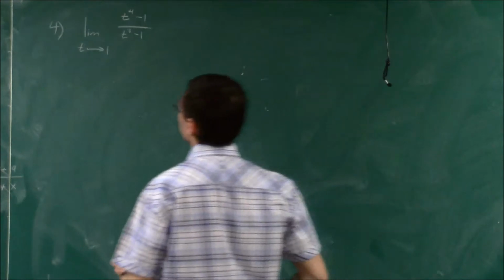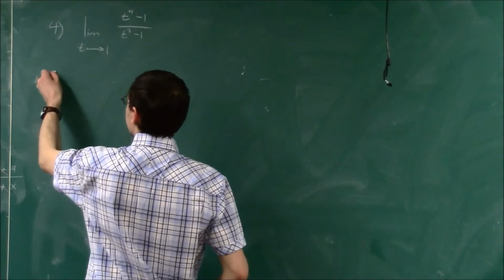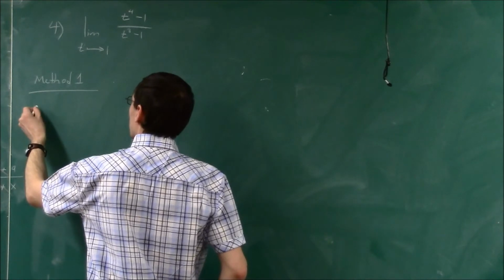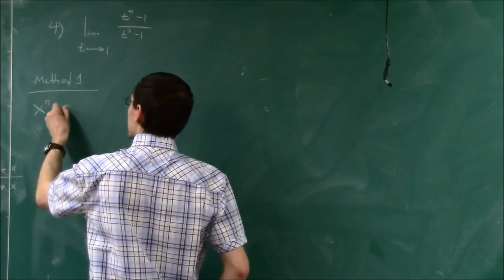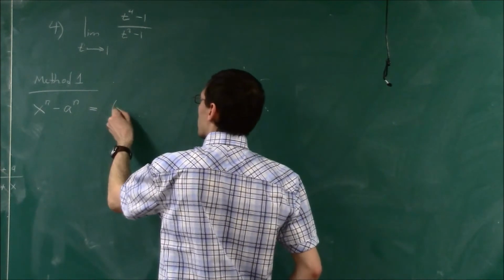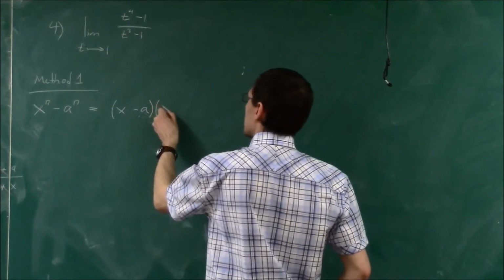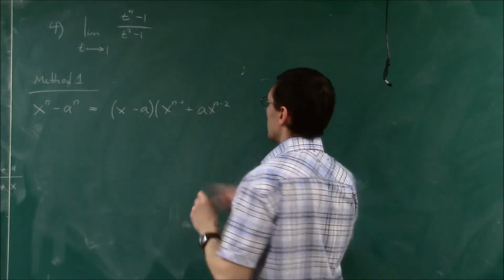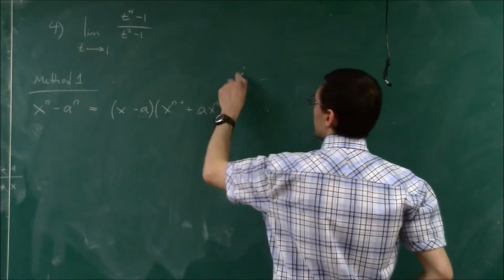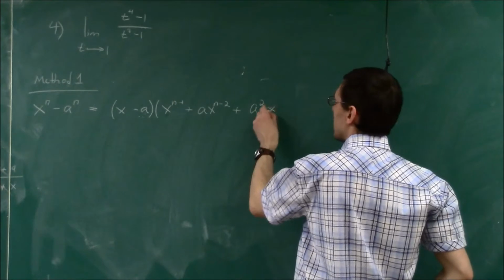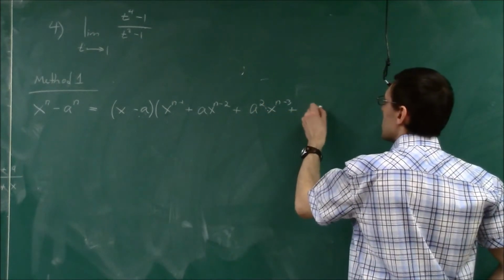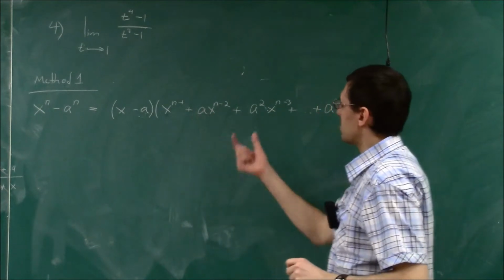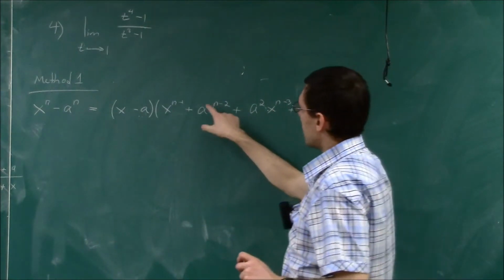Again, there are several ways of solving it. Method 1. Well, remember that the difference of n powers, if you have x to the n minus a to the n, will always be x minus a times x to the n minus 1 plus a x to the n minus 2. The x gives its powers one power at a time to a. The next term is a squared x to the n minus 3, and so on and so forth until we get to a to the n minus 1.